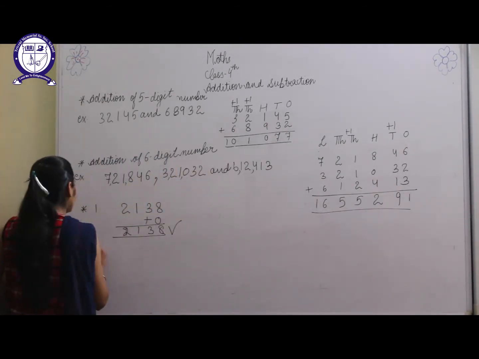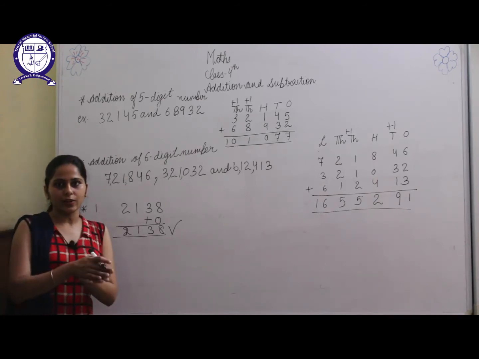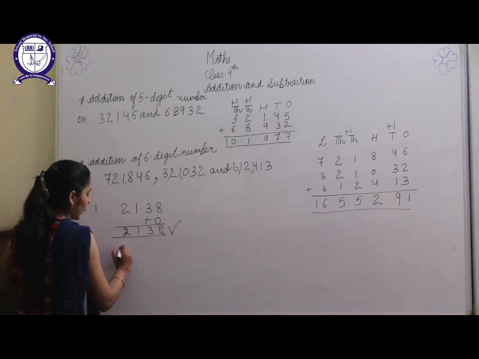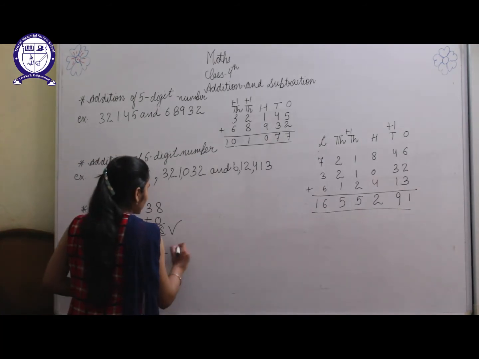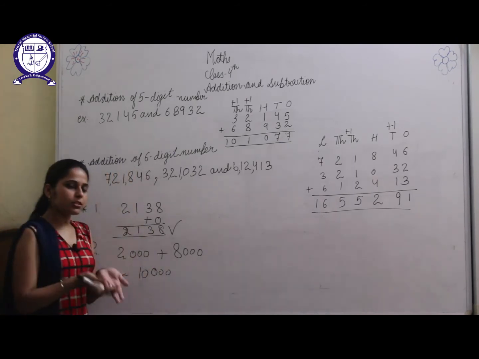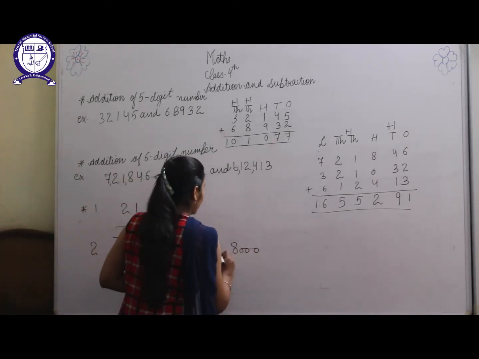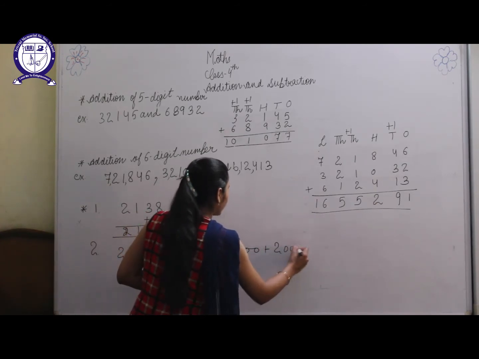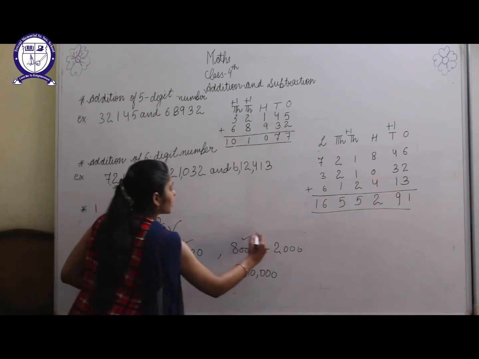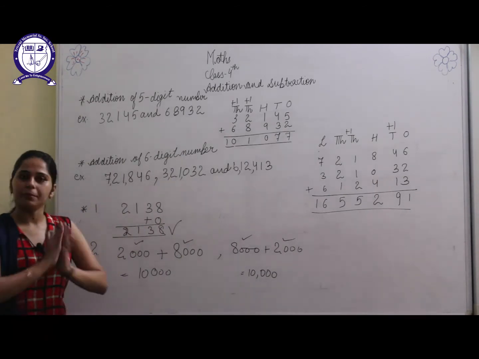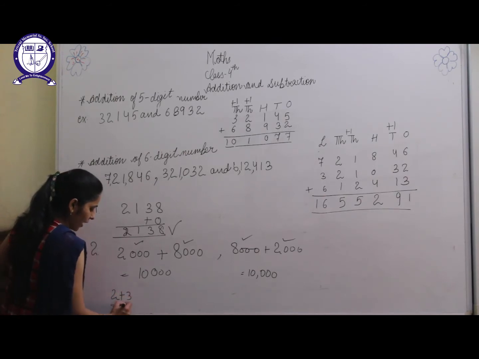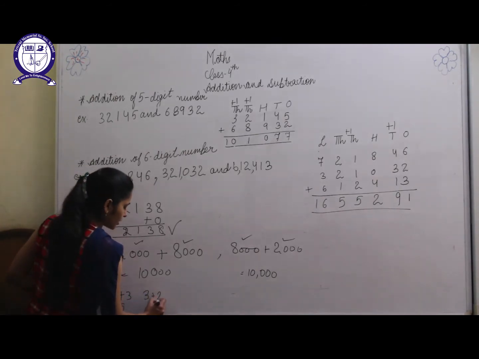Now when we add two numbers, we can add in any order. You can write any one number first. Suppose we are adding 2,000 and 8,000. It will give us the answer 10,000, student. You can also add 8,000 and 2,000. Your answer will be 10,000 only. It means you can change the order. In addition, your answer will be the same. You can also take one example. When you are adding 2 and 3, your answer is 5 only. And when you are adding 3 plus 2, your answer is 5 only.